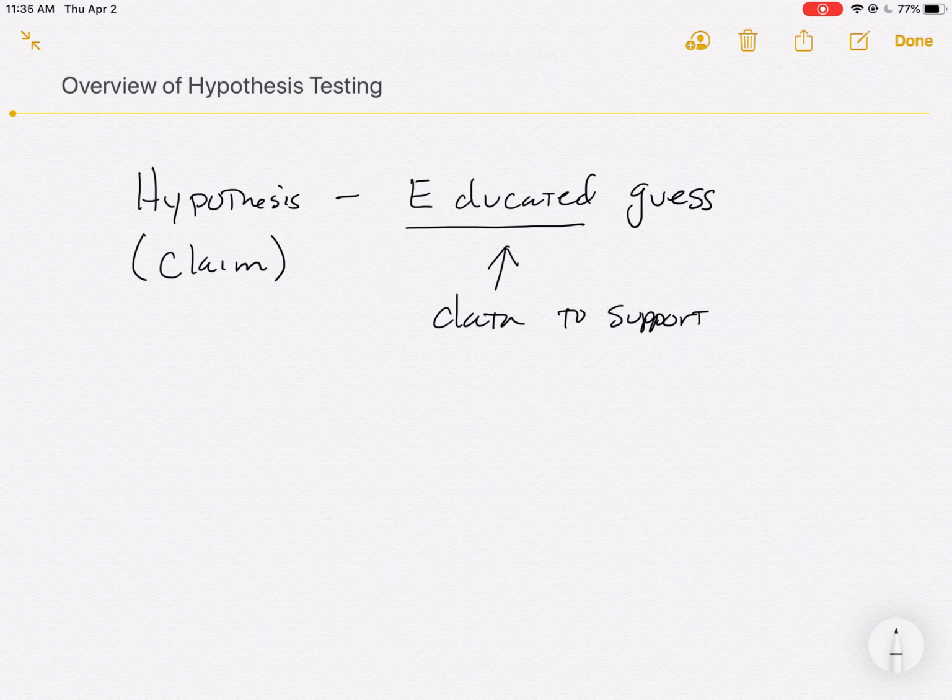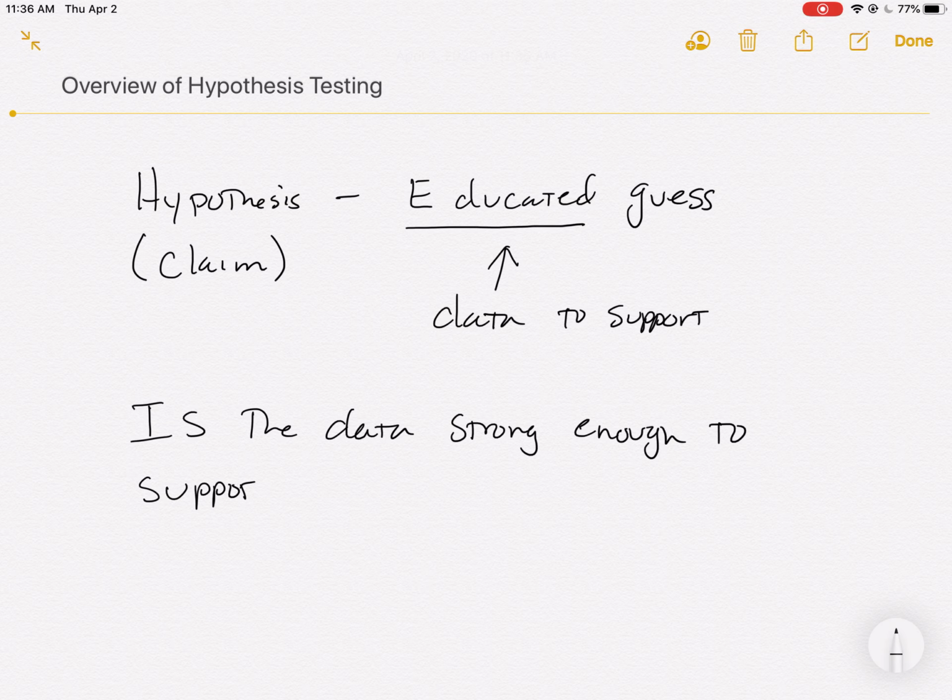Now, the question really is, is our data strong enough? That's what you're measuring. You're essentially saying, is the data strong enough to support the claim? That's what we're looking at. So we're going to be testing, measuring whether a hypothesis can be supported or not.